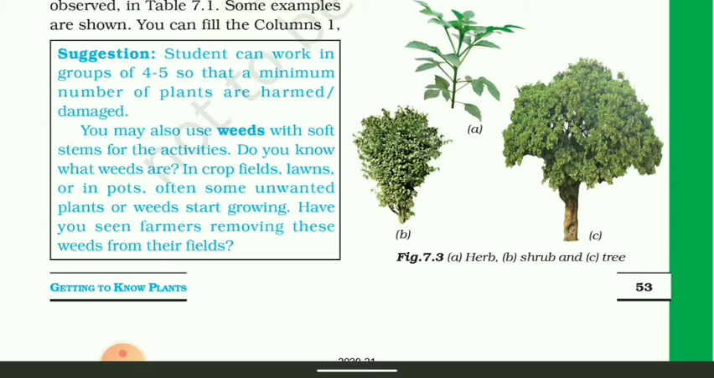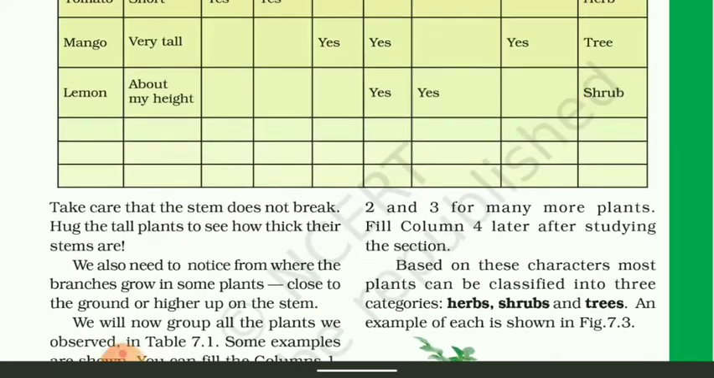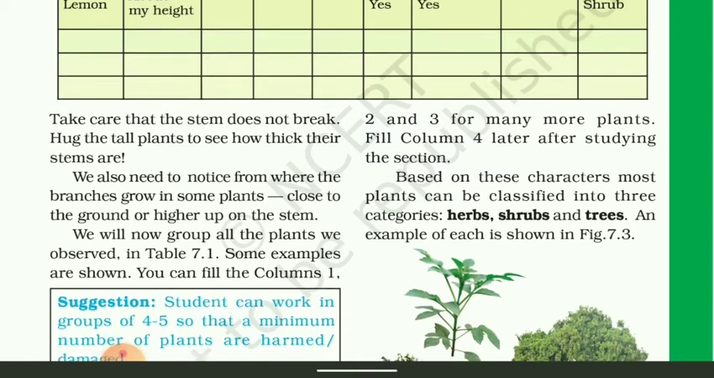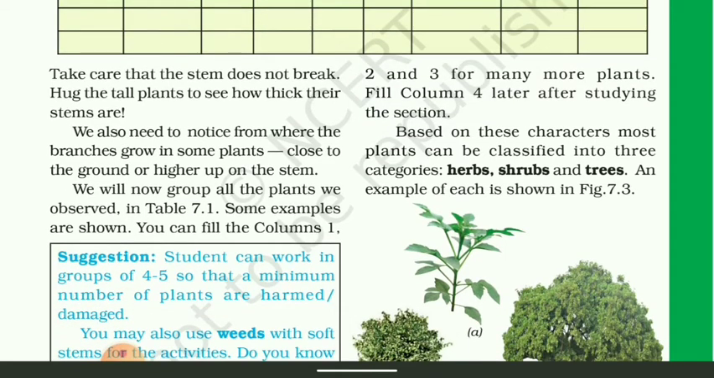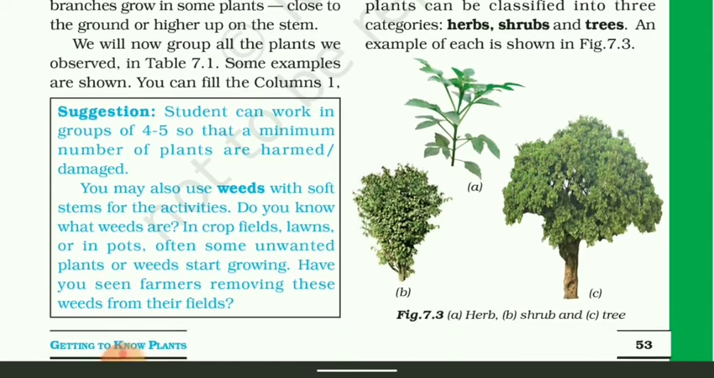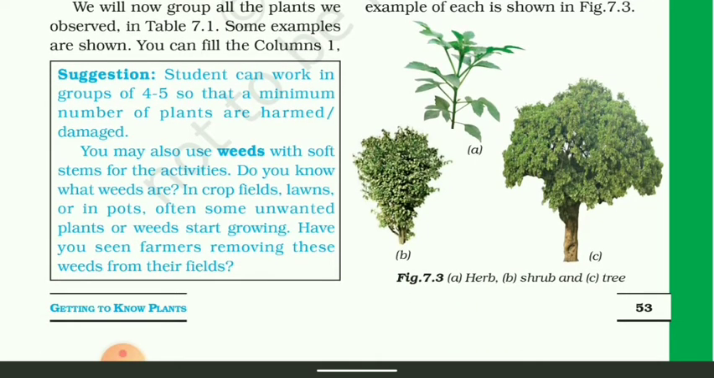Do you know what weeds are? In crop fields, lawns, or in pots, often some unwanted plants or weeds start growing. Have you seen farmers removing these weeds from their fields? Fill columns 1, 2, and 3 for many more plants. Fill column 4 later after studying the section. Based on these characters, most plants can be classified into three categories: herbs, shrubs, and trees. An example of each is shown in figure 7.3. So 7.3: herb A, shrub B, and tree C.